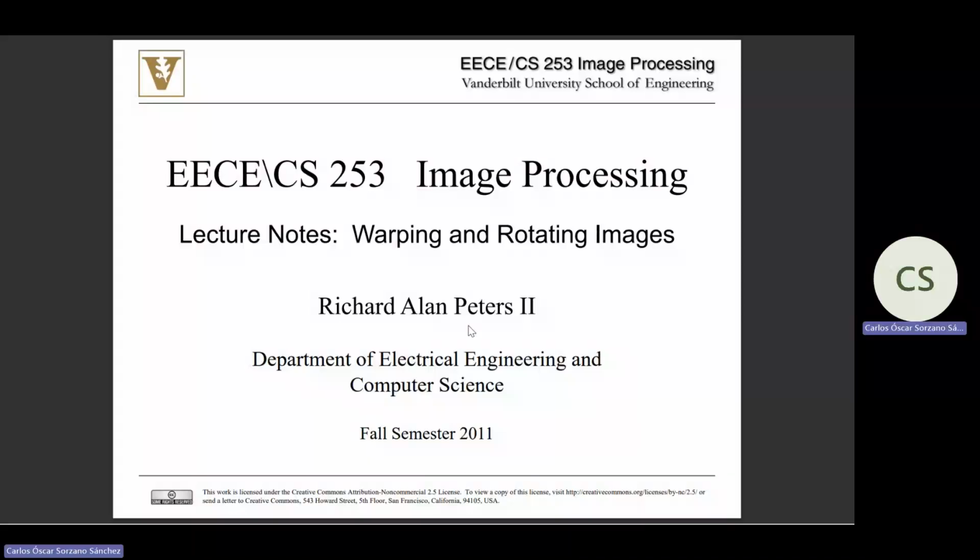Okay, so let's start with the last lecture of the course. In the last lecture, what we saw is how to interpolate images. So now what we will do is use those interpolation schemes to do some other operations with the images. The operation we will see is these geometrical transformations, which are called here warping and rotation. So warping is a geometrical transformation. Rotation is a particular case of these geometrical transformations.